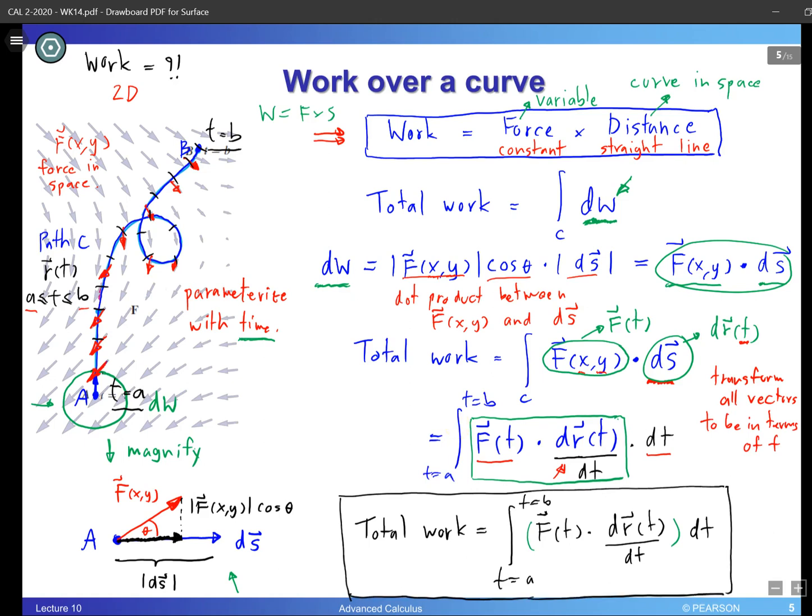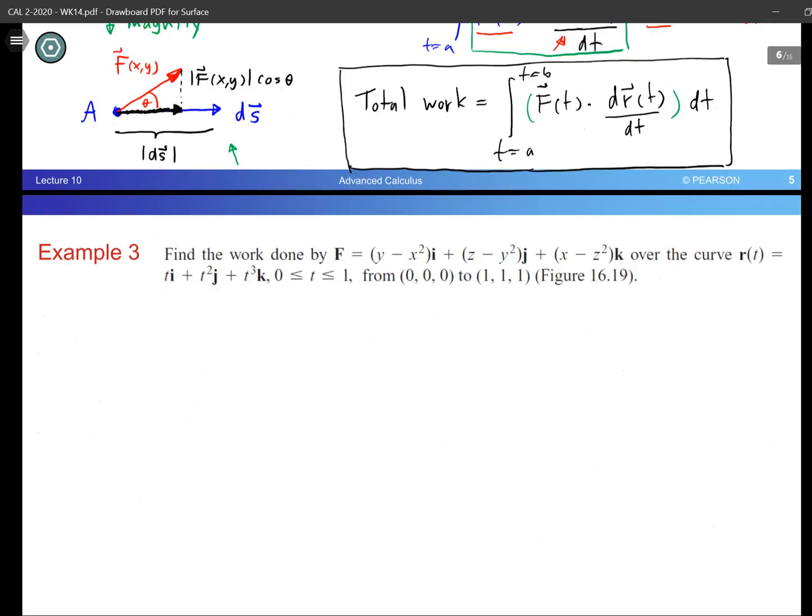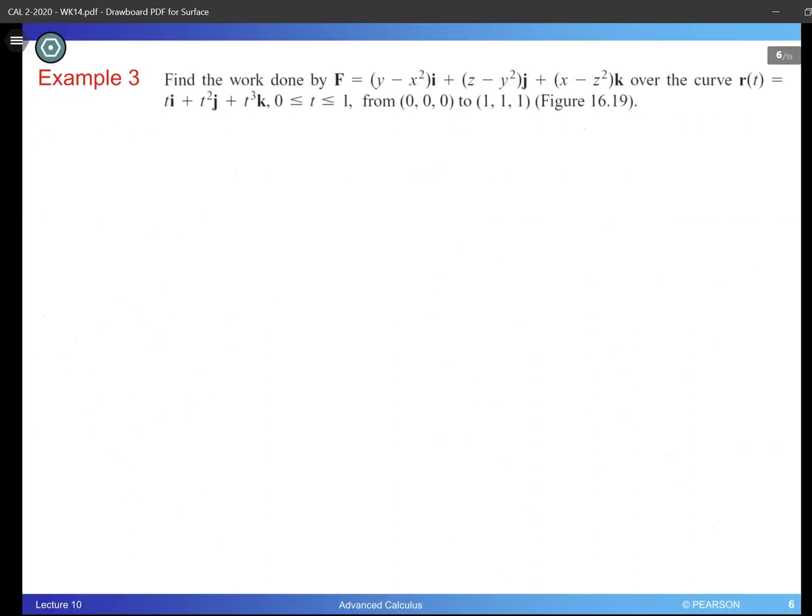Alright, so we have an upgraded formula right here, and this formula can work with a distance that can be in any shape. It can be a curve, it can be a straight line, and it can deal with a force vector that is variable, that can change along the path. Now that we have this new formula, let's try this formula on one example in the next slide. So let's move to this one right here.